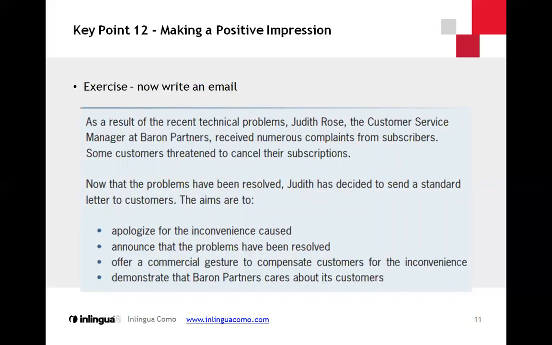As a result of the recent technical problems, Judith Rose, the customer service manager at Barham Partners, received numerous complaints from subscribers. Some customers threatened to cancel their subscriptions. Now that the problems have been resolved, Judith has decided to send a standard letter to customers.